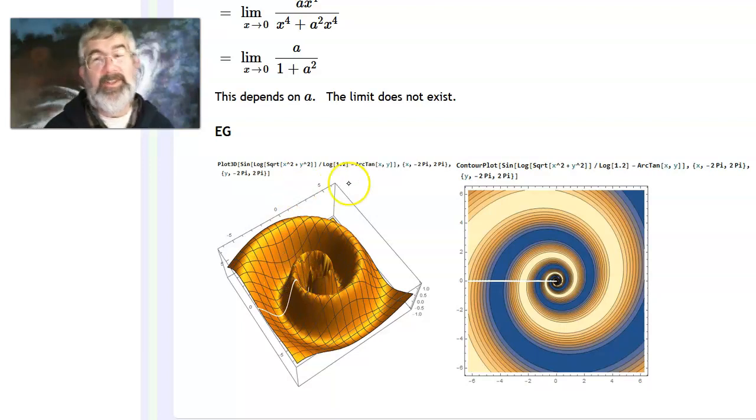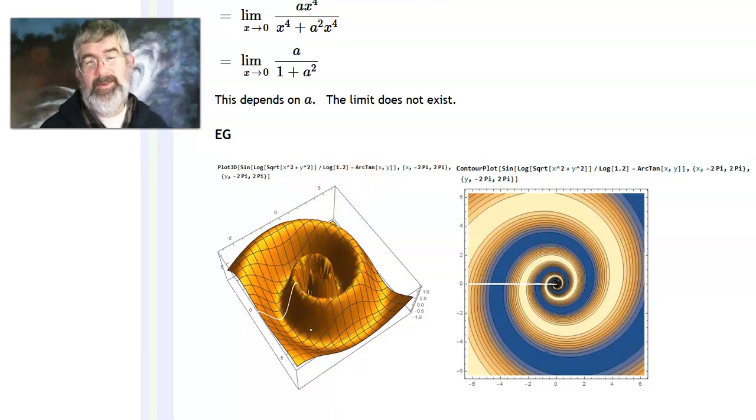It's kind of crazy, but this is the surface, and this is the contour plot. Why it's not plotting along the negative x-axis, I don't know, but it's bugging me. I'm trying to get rid of that, but I decided instead to make the video. So anyway, coming in along these spirals, it stays a constant height, and you get different values on different spirals.